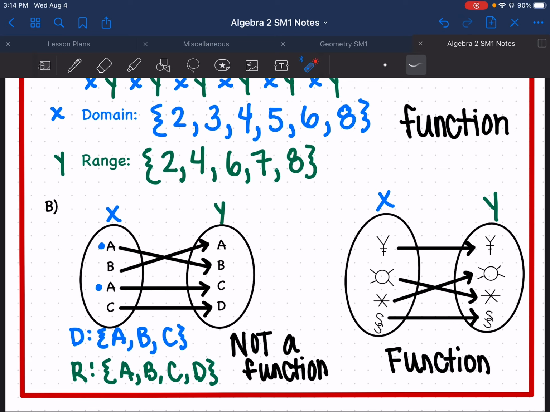I don't see any double arrows. Like if I had seen something like this, now that's not a function because I see 2 arrows coming out of that first symbol. But because each symbol only contains 1 arrow, this is a function. When I get the double arrow, that's when it's not a function, okay?